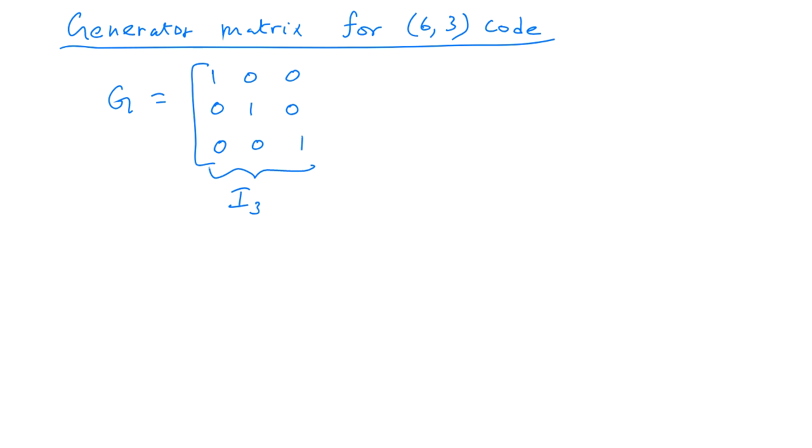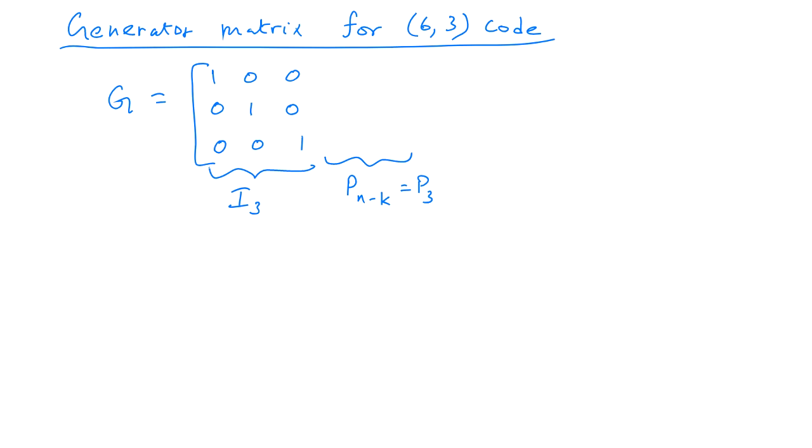And then the second part of the generator matrix is the parity matrix of size n minus k. In this case, n minus k is 6 minus 3, which is P of size 3. That means it has 3 columns. So the 3 columns of the parity matrix will have to be created in a specific way, and that is by following the rules that we discussed in the last lecture.